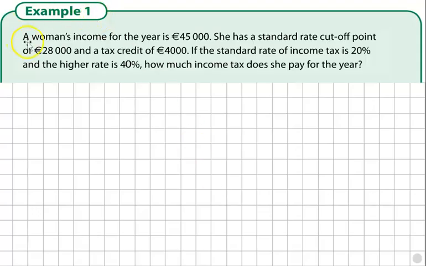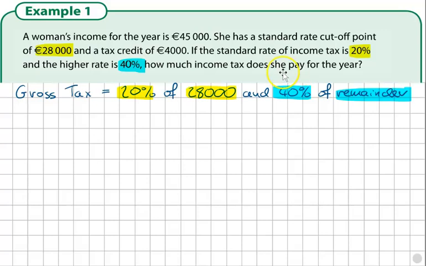Example 1. A woman's income for the year is €45,000. She has a standard rate cut-off point of €28,000 and a tax credit of €4,000. If the standard rate of income tax is 20% and the higher rate is 40%, how much income tax does she pay for the year? So gross tax is 20% of 28,000 and 40% of the remainder. And in maths, of means multiply.